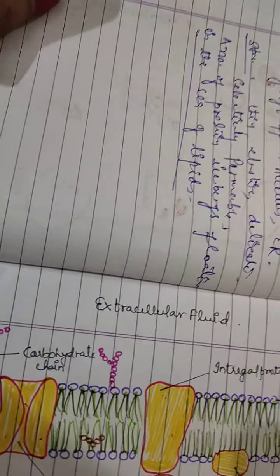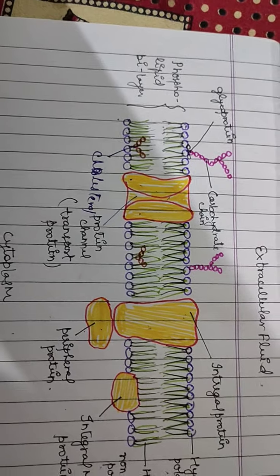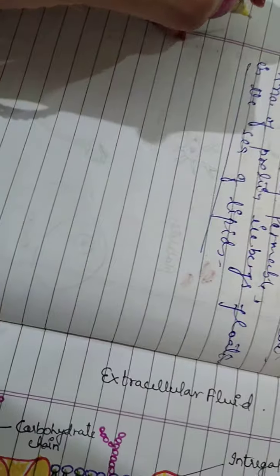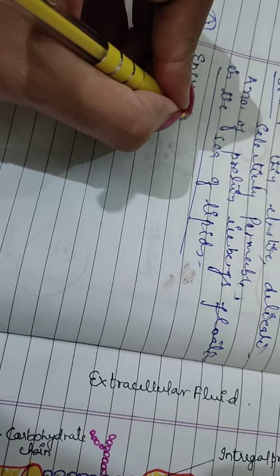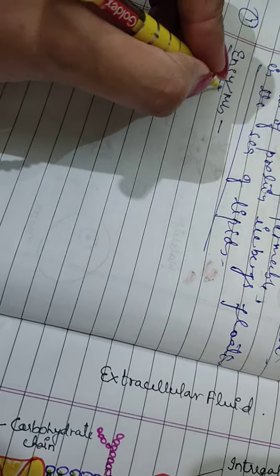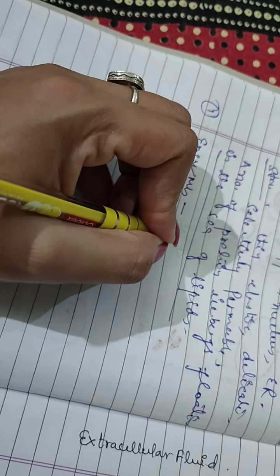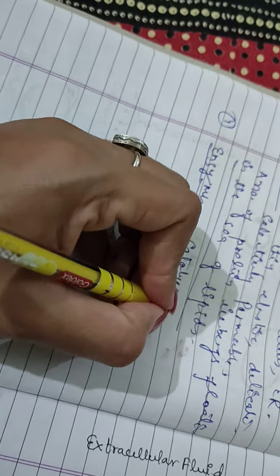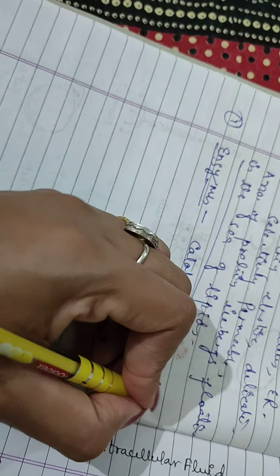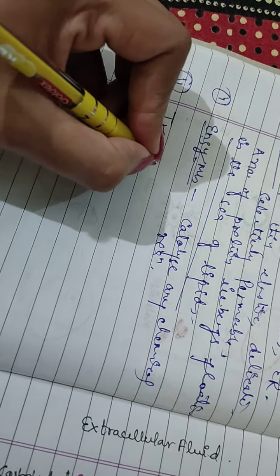So what should be the function of these proteins? These proteins do not give strength to the membrane but serve as enzymes. What is the function of protein present in this? They serve as enzymes. Enzymes are the proteins which catalyze any chemical reaction. Second, there is presence of transport protein, as I showed you.